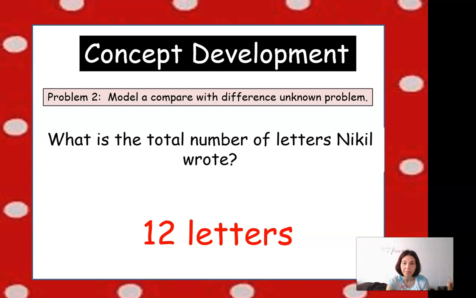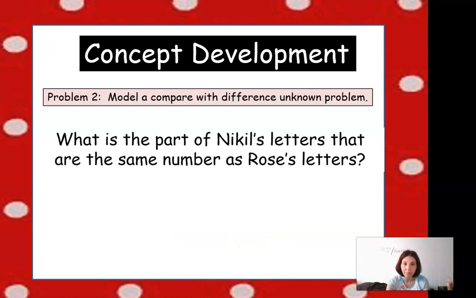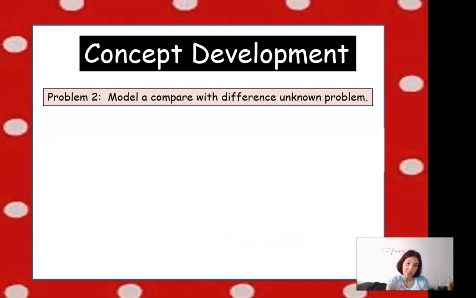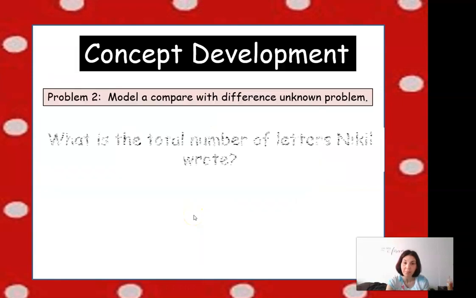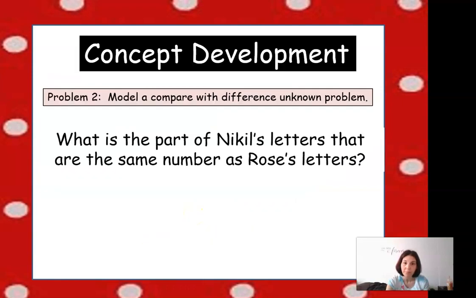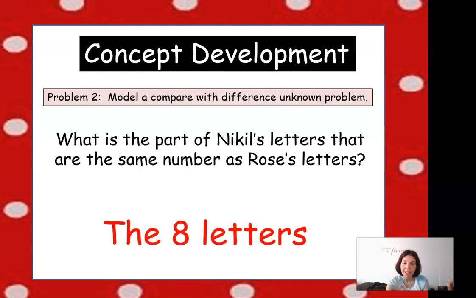12 letters. What is the part of Nicole's letters that's the same number as Rosie's letters? Which one shows the same numbers? Rosie wrote 8. Nicole also wrote 8. So 8 letters is what they wrote the same. The 8 letters.